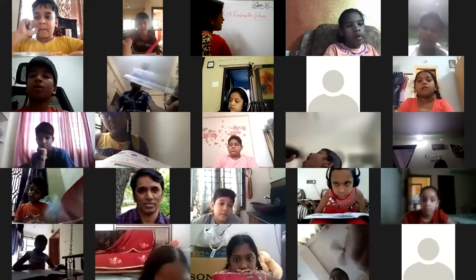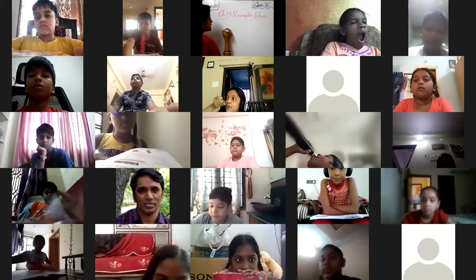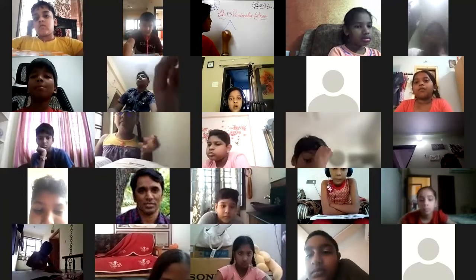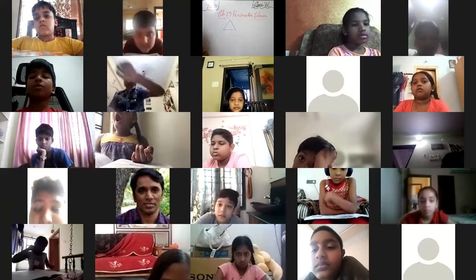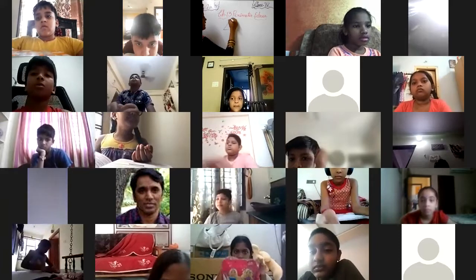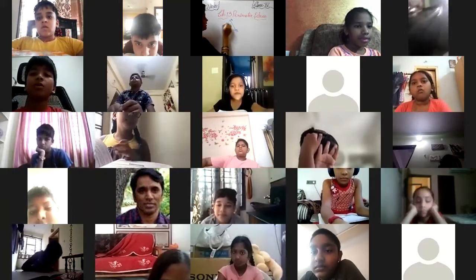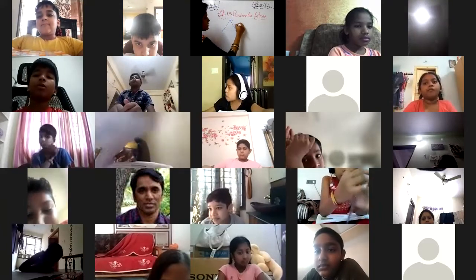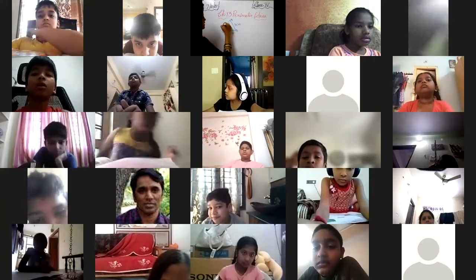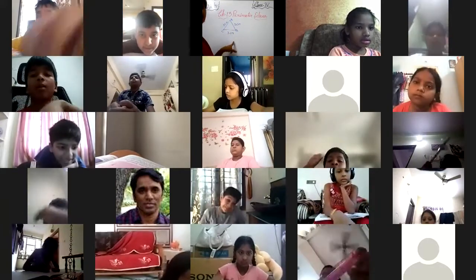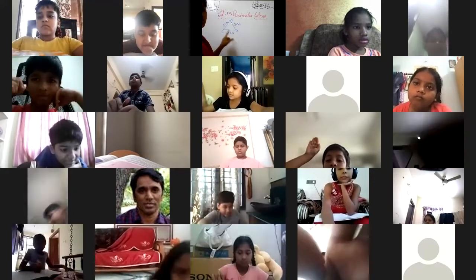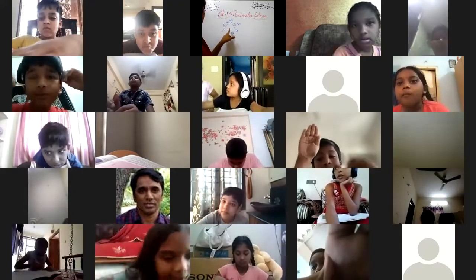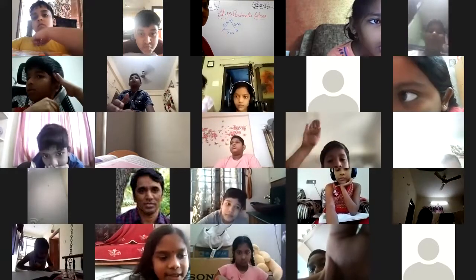So now, children, I am going to give you one more triangle, an equilateral triangle. Equi means all the sides are equal. A, B, C. So 3 centimeters, 3 centimeters, 3 centimeters. If all the sides are equal, then we call it an equilateral triangle. Ma'am, 9 centimeters, ma'am.